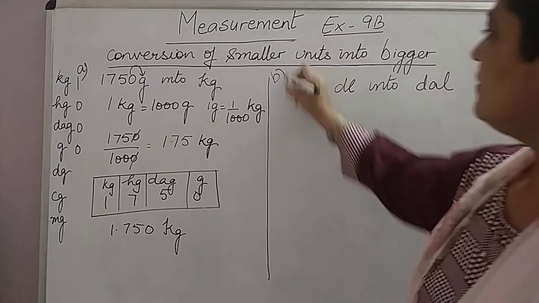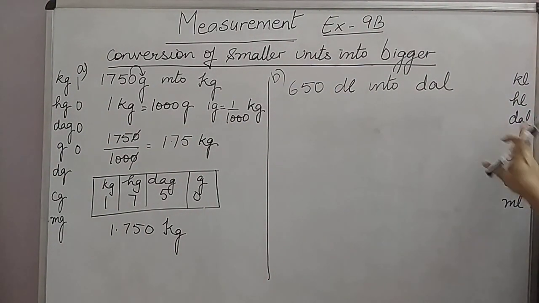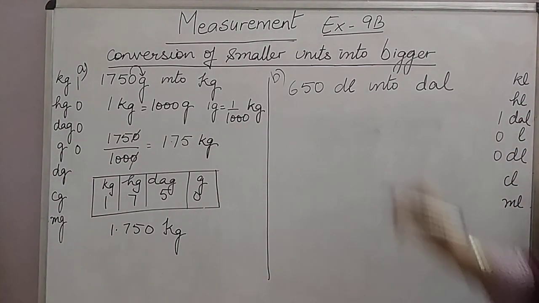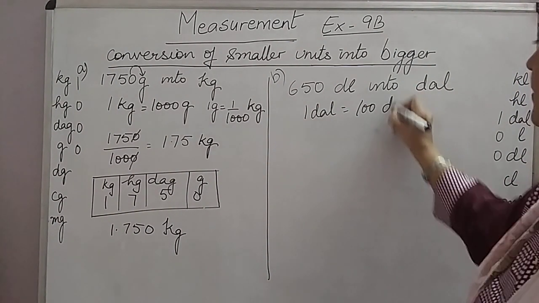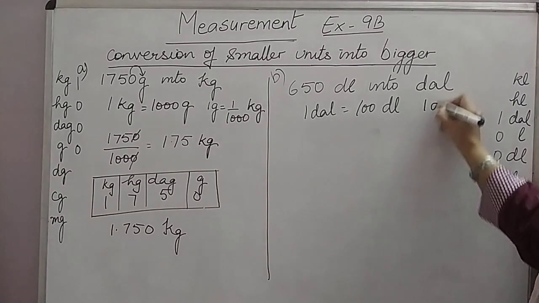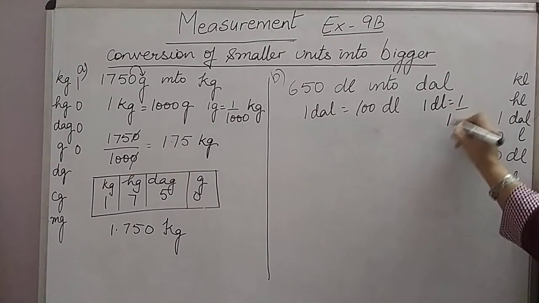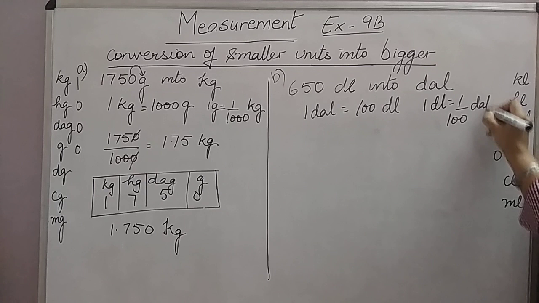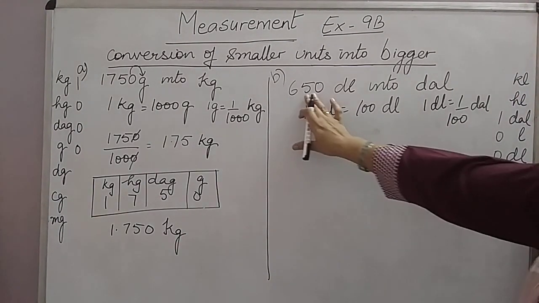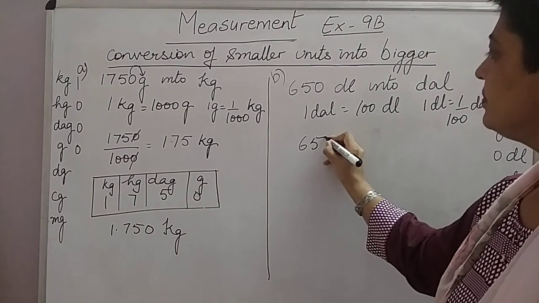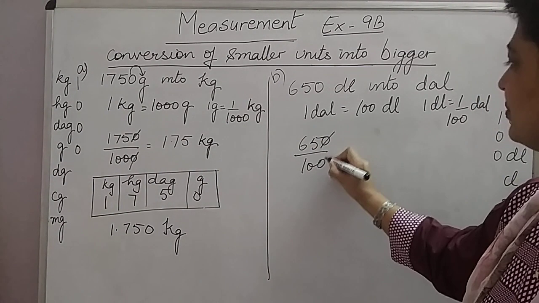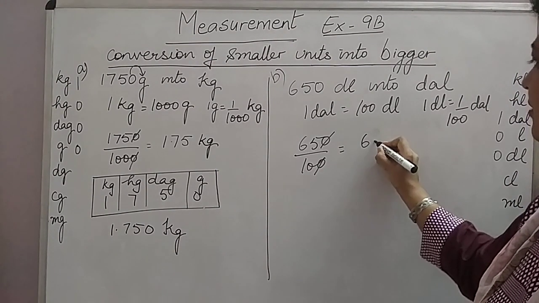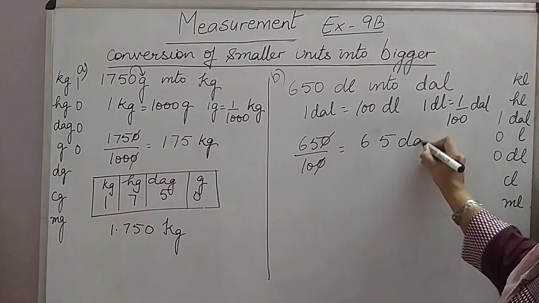Now the B part is 650 deciliter into decaliter. So how many deciliter make 1 decaliter? 1 decaliter is equal to 100 deciliter. And alternatively, 1 deciliter is equal to 1 by 100 decaliter. So we will be dividing this by 100. We'll cut this 1 0. So it is 6.5 decaliter.